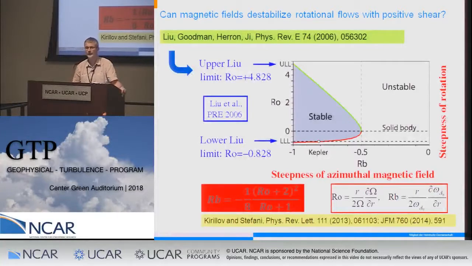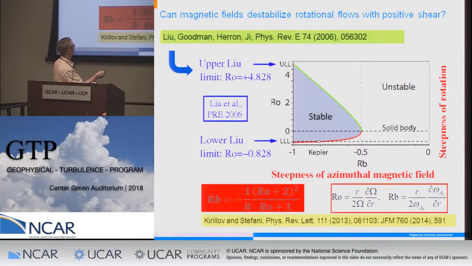And the first indication of this came shortly after the Hollerbach-Rüdiger paper by Wei Liu, Jeremy Goodman, Hantao Ji in PRE, who showed that for this helical MRI, there is not only a lower limit of negative shear, beyond which it can be applied, but also an upper limit, which is quite large, approximately 5 in terms of the Rossby number.